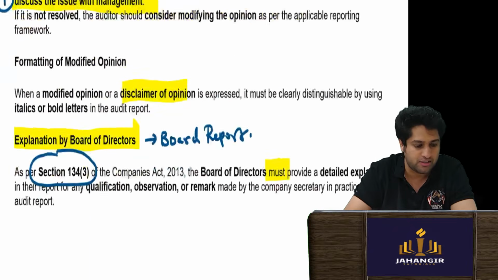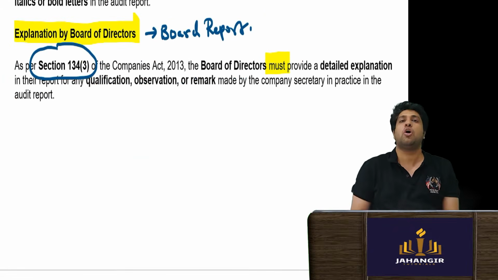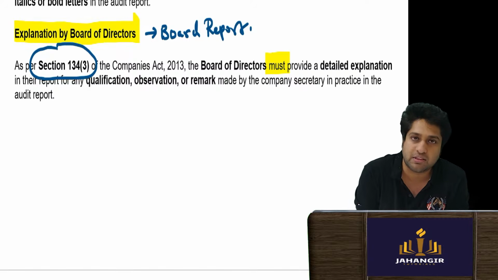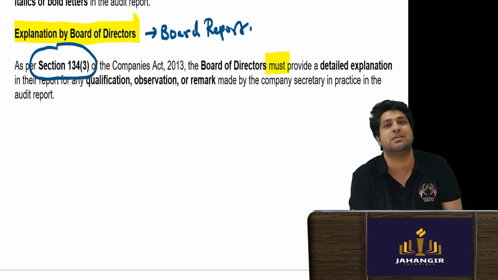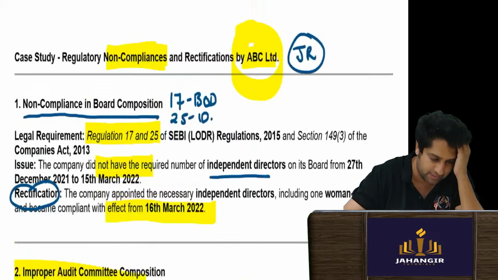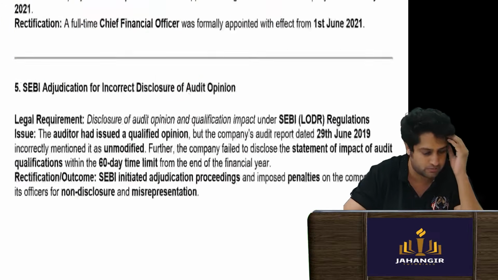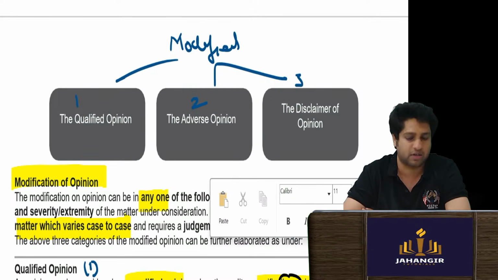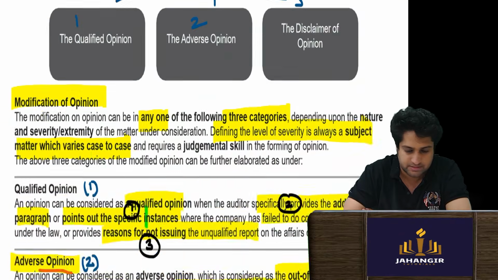And all the auditor's opinions will be attached to the board report under section 134 subsection 3, and the BOD have to mandatorily respond to it. Okay, they have to mandatorily respond to it. So again, let's see what is important. Qualified, adverse, disclaimer. Again, I have told you all this. Same thing they will repeat.